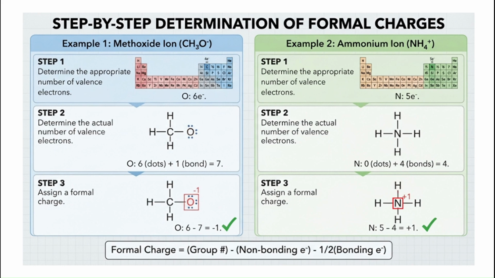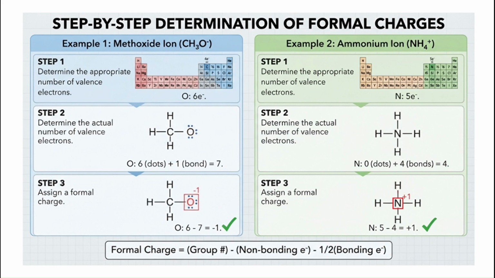Example 2. The ammonium ion, NH4+. Step 1. Determine the appropriate number of valence electrons. Nitrogen is located in group 5A, meaning it has an appropriate number of 5 valence electrons. Step 2. Determine the actual number of valence electrons assigned in this case. Looking at the central nitrogen atom, it has 0 non-bonding dots and is surrounded by 4 single bonds, sharing 8 bonding electrons total, half of which is 4, yielding 4 assigned electrons. 0 plus 4 is equal to 4. Step 3. Assign the formal charge. Subtracting the assigned electrons from the valence group number gives us 5 minus 4 is equal to +1.